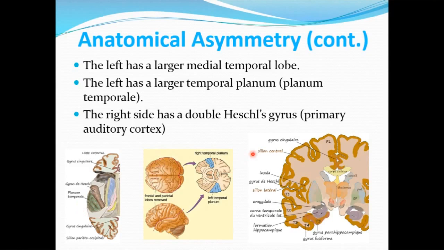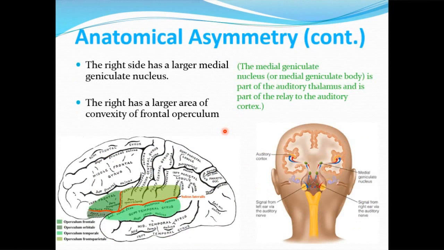The right side has a double Heschl's gyrus in the primary auditory cortex. Here's a gyrus, the Heschl's gyrus. So the right side has a double Heschl's gyrus.